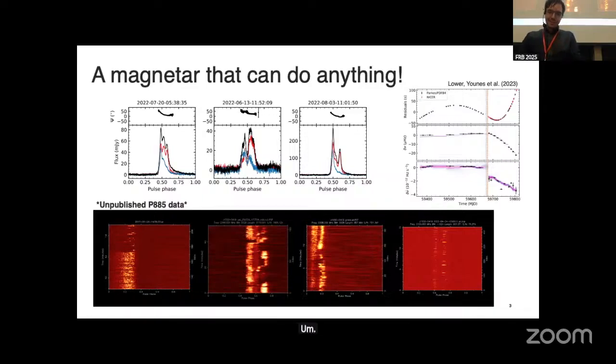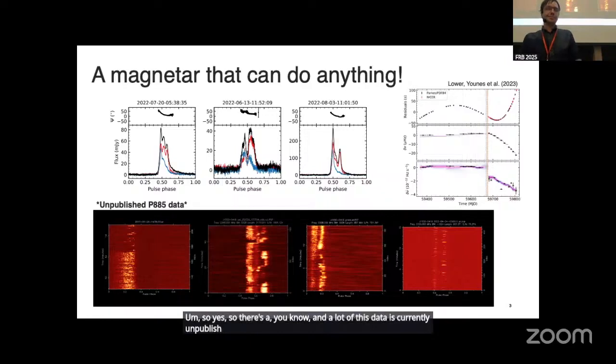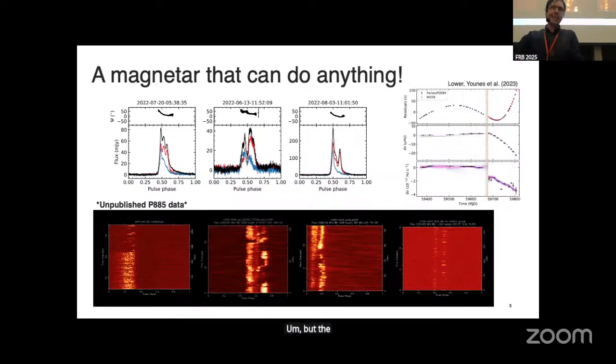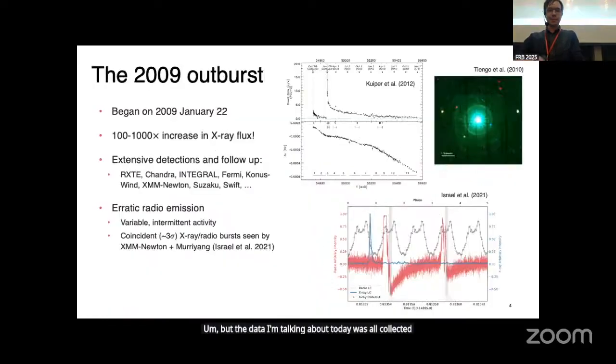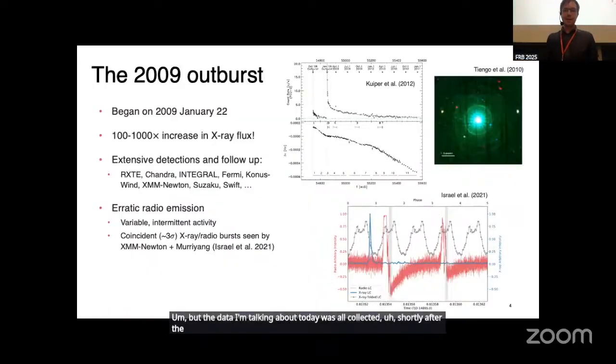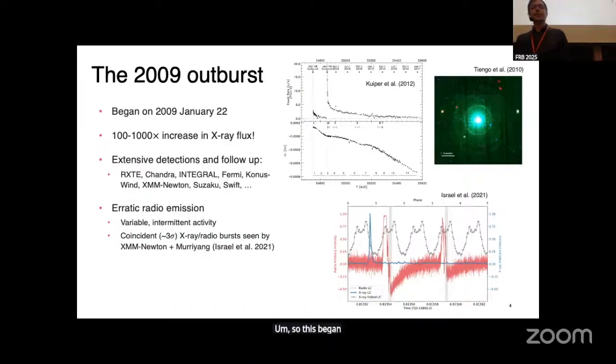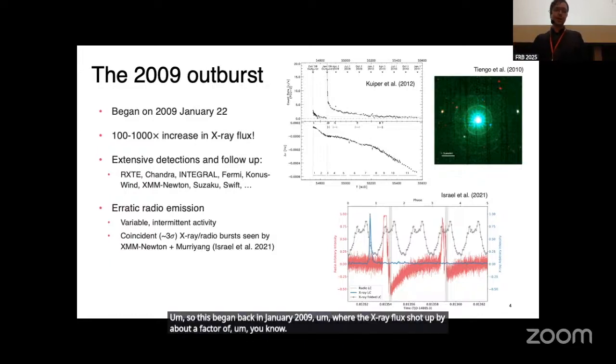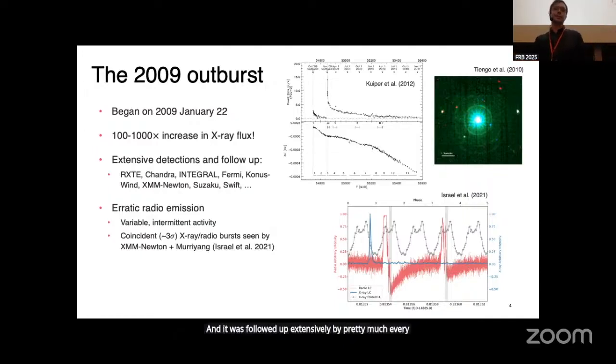So yes, a lot of this data is currently unpublished, and we're going to be looking at it at some point. But the data I'm talking about today was all collected shortly after the 2009 outburst. This began back in January 2009, where the X-ray flux shot up by about a factor of 2 to 3 orders of magnitude, and it was followed up extensively by pretty much every high-energy telescope that was out there at the time.